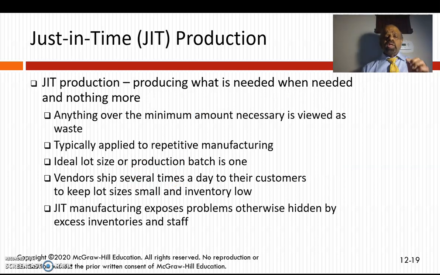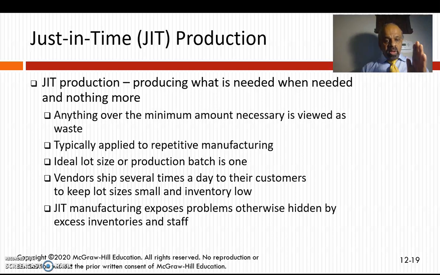Just-in-time production is producing what is needed when needed and nothing more. So if a car chassis comes to a stop or continues through a work cell where they need to assemble wheels, only four wheels need to be there, and those four wheels will be there. When the car passes that, another four will be brought, so that when the next car is coming to be assembled, those four wheels will be there. That is just in time. Anything over the minimum amount necessary is viewed as waste.